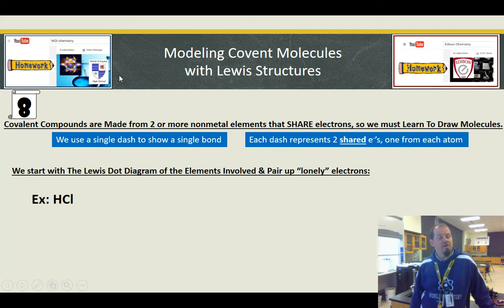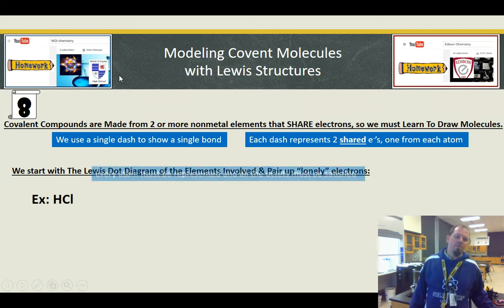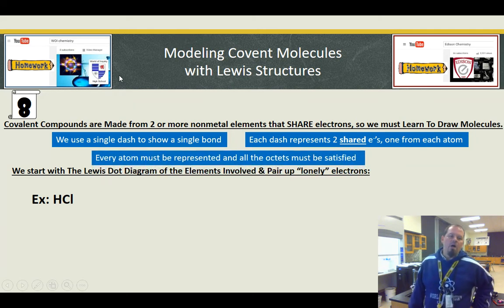And it's usually about a double or a triple bond, which means there's more than one dash, which we'll learn. We'll get to those in this video. And every atom must be represented and all the octets must be satisfied. Those are the basic rules. So my first example, I've got HCl. I need to pair up the lonely electrons.